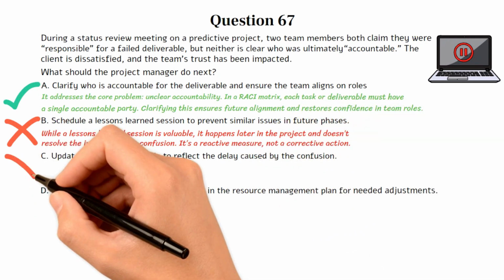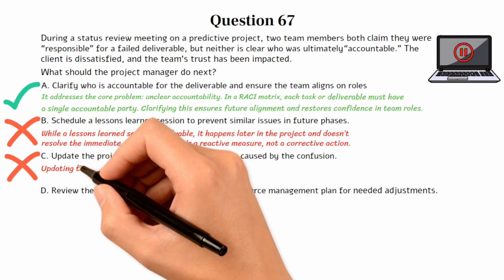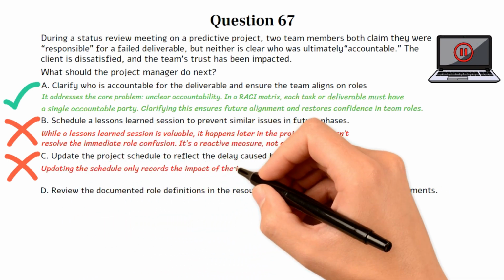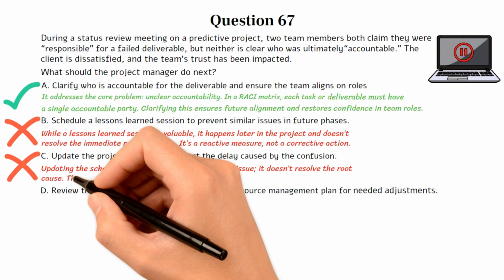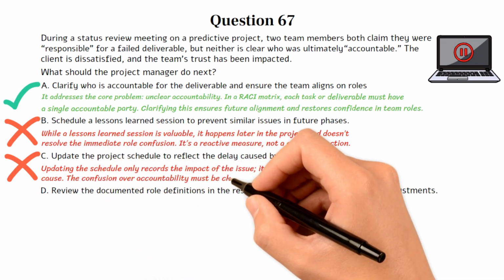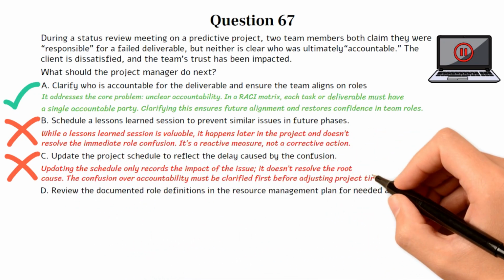Choice C is incorrect. Updating the schedule only records the impact of the issue. It doesn't resolve the root cause. The confusion over accountability must be clarified first before adjusting project timelines.